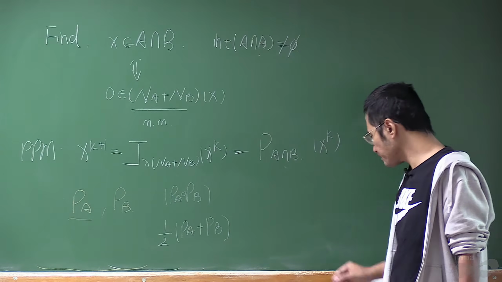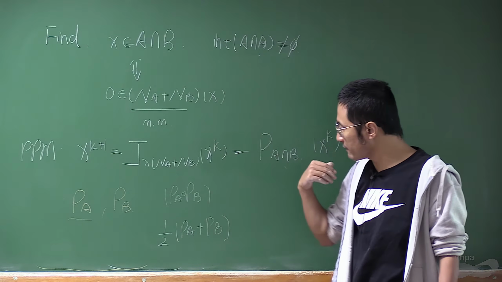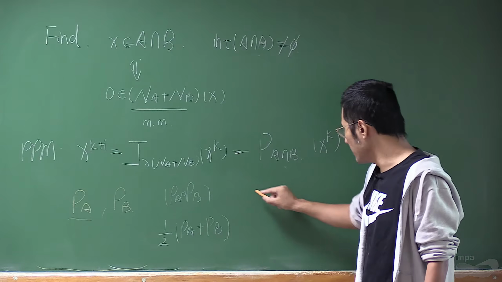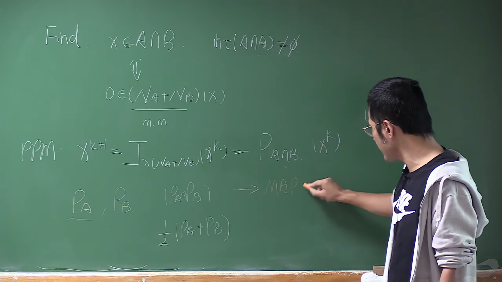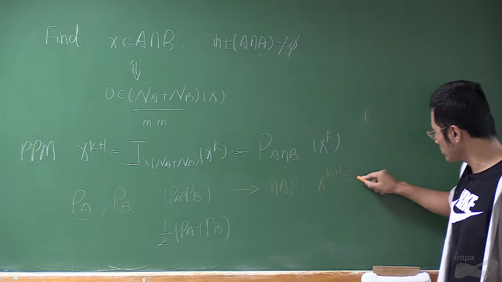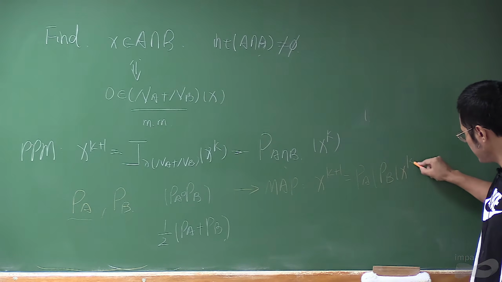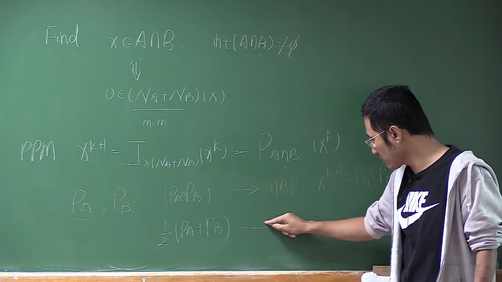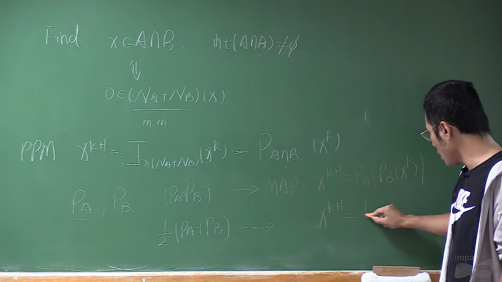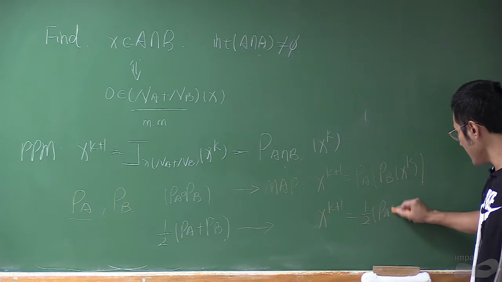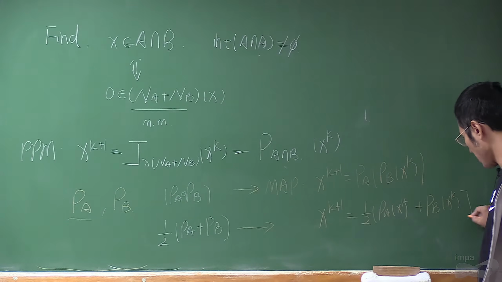So if you use these two operators to solve the problems with fixed point iterations, for example, with this you can get the map called the alternating projection method, which is x_{k+1} equals P_A P_B x_k. And with this you can get the simultaneous projection method, which is x_{k+1} equals 1/2 (P_A x_k plus P_B x_k), okay?